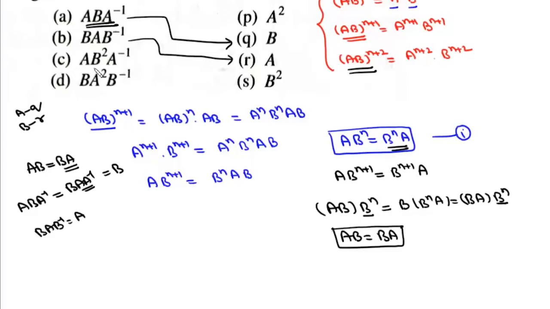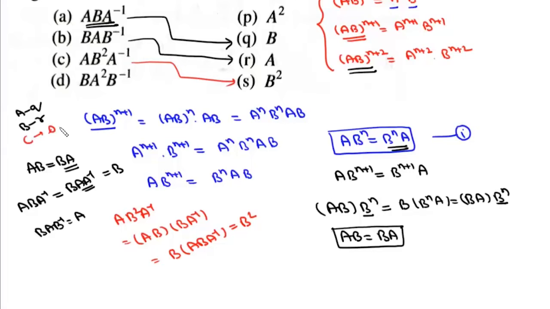Now the next one is a b square a inverse. If we write a b square a inverse, we can write this as ab into ba inverse. Now ab is ba, so we can write this as b ab a inverse, and ab a inverse is b, so it will be equal to b square. So this a b square a inverse matches with s.